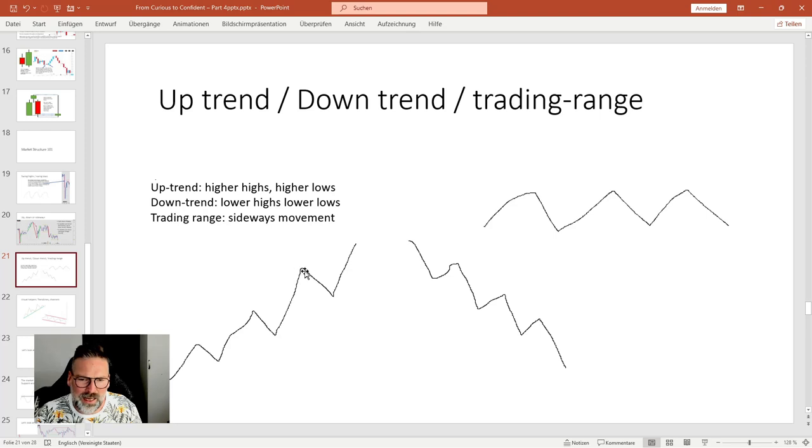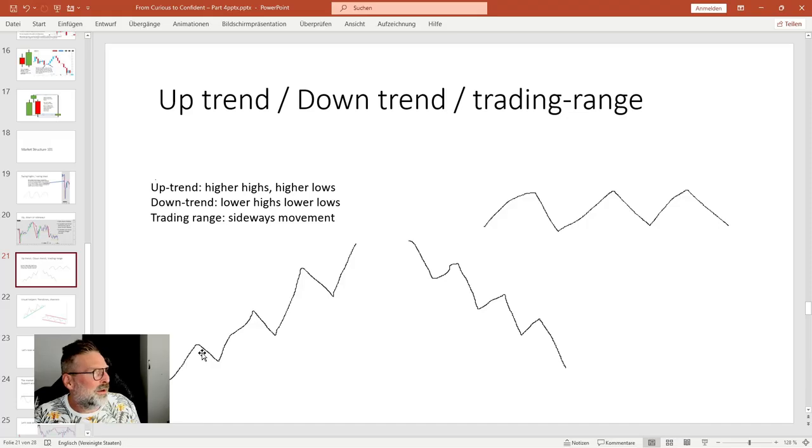Again, a higher high, because this high is higher than the previous high. And a higher low, because that low is higher than the previous low. Yeah? And that's how we define an uptrend. As long as we make higher highs and higher lows, we are in an uptrend. And that's important, because this is a textbook example drawn in Microsoft Paint.